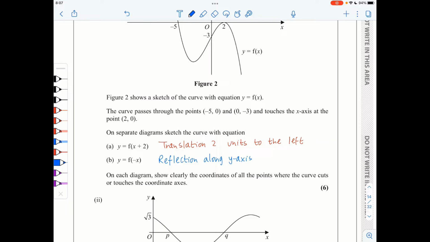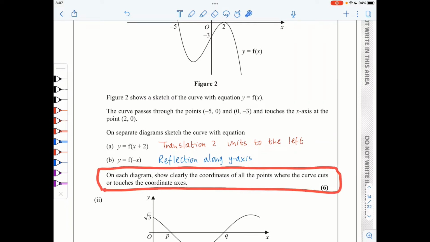Now, in such questions, we need to be careful on what exactly we should be including on our sketch, and it is clearly stated here that we need to show the cuts on the coordinate axis.